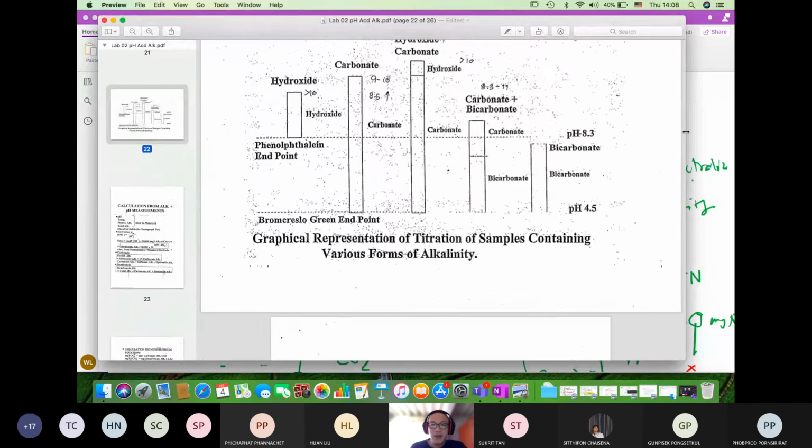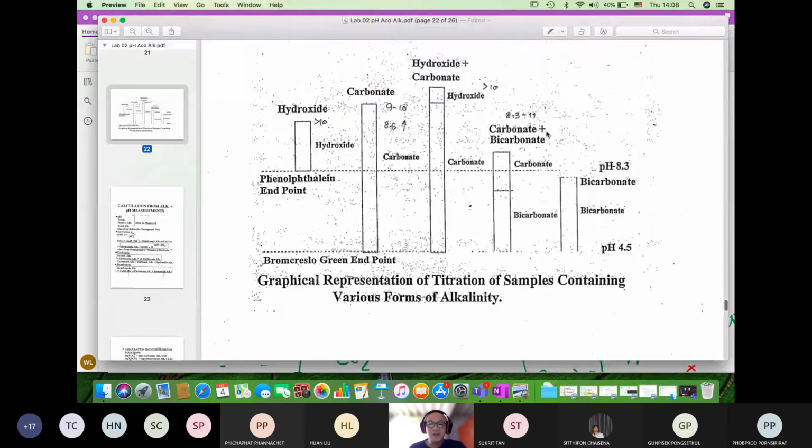Okay, so you may go to this figure. This figure shows the acidity and alkalinity associated with the pH scale. You can measure the alkalinity only when the pH of the water sample is above 4.5. Okay. You can measure the alkalinity only when the pH of the water sample is above 4.5. So at less than 4.5, there is no alkalinity. Okay, so this is a very important point.